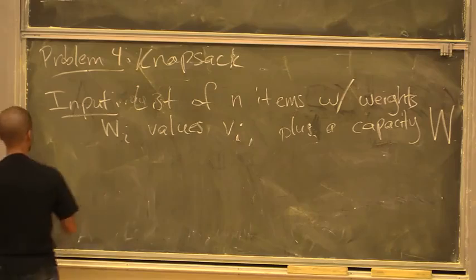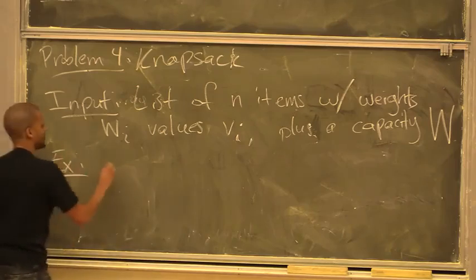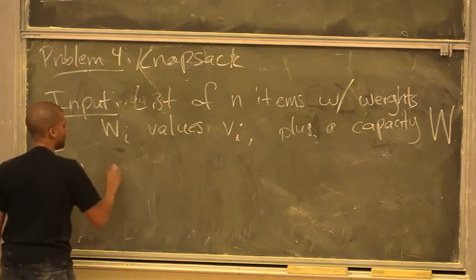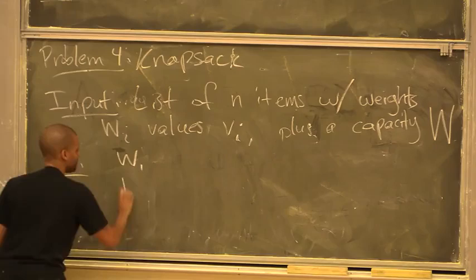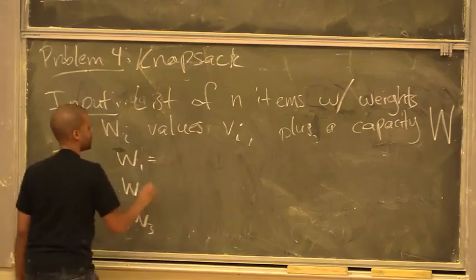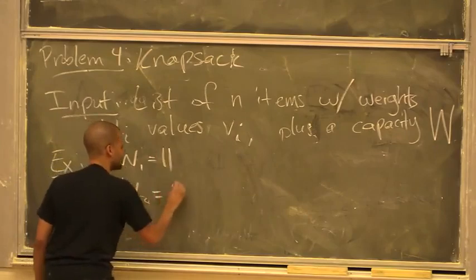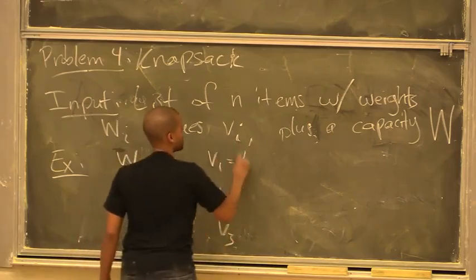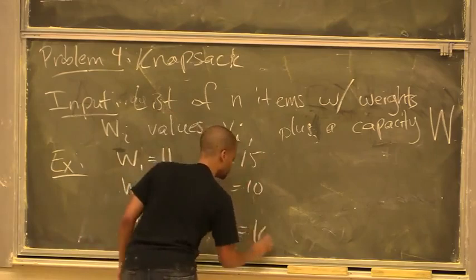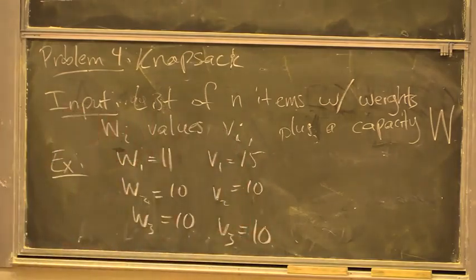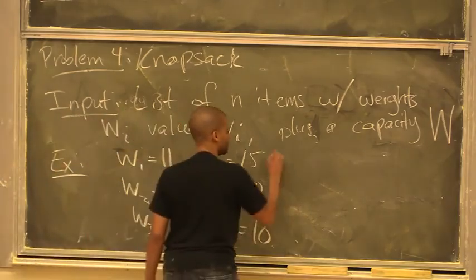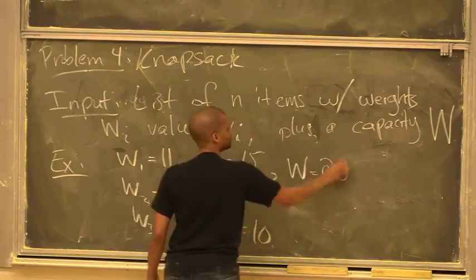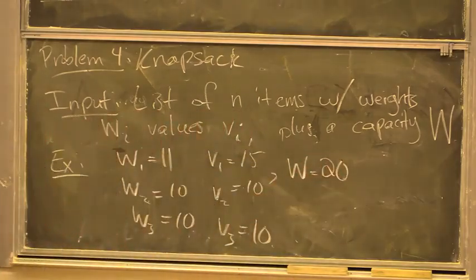So for example, let's say I have 3 items. My weights, W1, W2, W3, are equal to, let's say, 11, 10, and 10. And my values are equal to, let's say, 15, 10, and 10. A natural thing to try might be to take the thing that has the most value per pound. Oh, and what's W? W, let's say here, is 20.